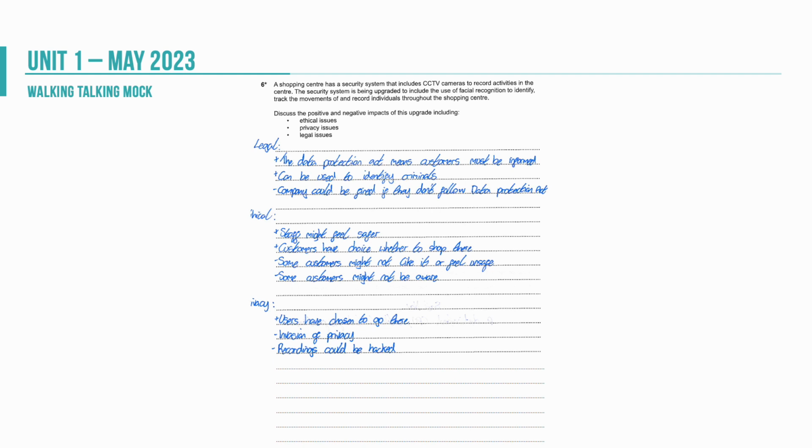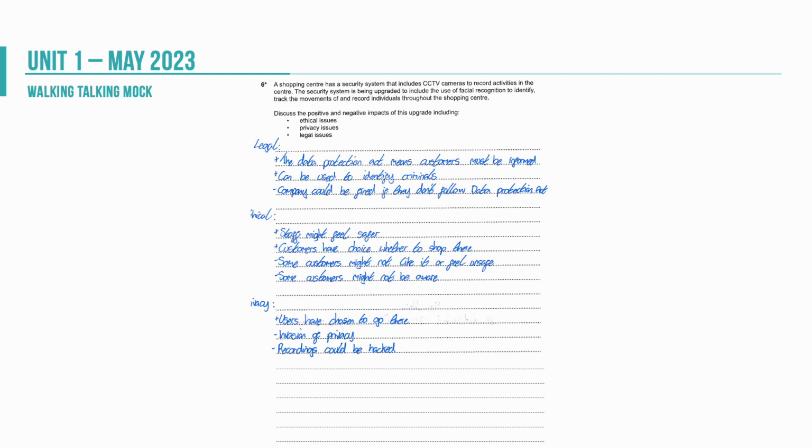What about our negatives though? Well, some customers might not like it or feel safe. They might not like the fact there's cameras everywhere. And some customers might not be aware. So we might put up signs, but not everyone will see them. Not everyone will read them. Those sorts of things that just blend into the background. And what about privacy? Well, users have chosen to go there. So, those customers chose to go to that shopping centre.